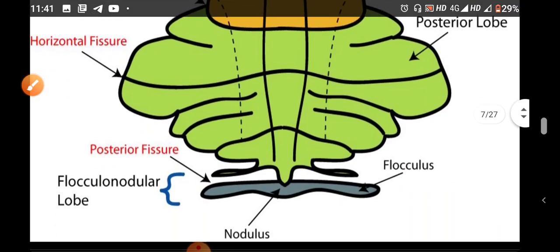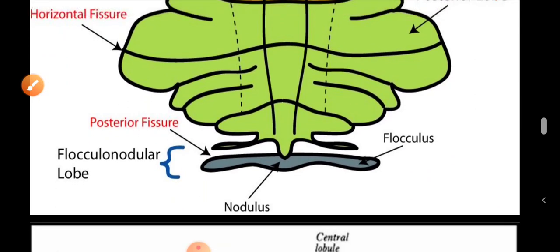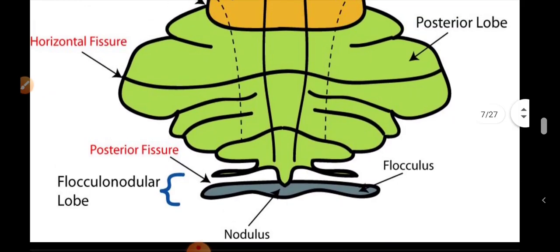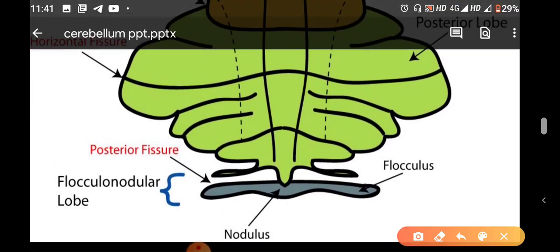The last fissure is the posterolateral fissure. So this is the posterolateral fissure. It is situated anteriorly on the inferior surface of the cerebellar hemisphere and separates the posterior lobe from the flocculonodular lobe. So this is the flocculonodular lobe and this is the posterior lobe.